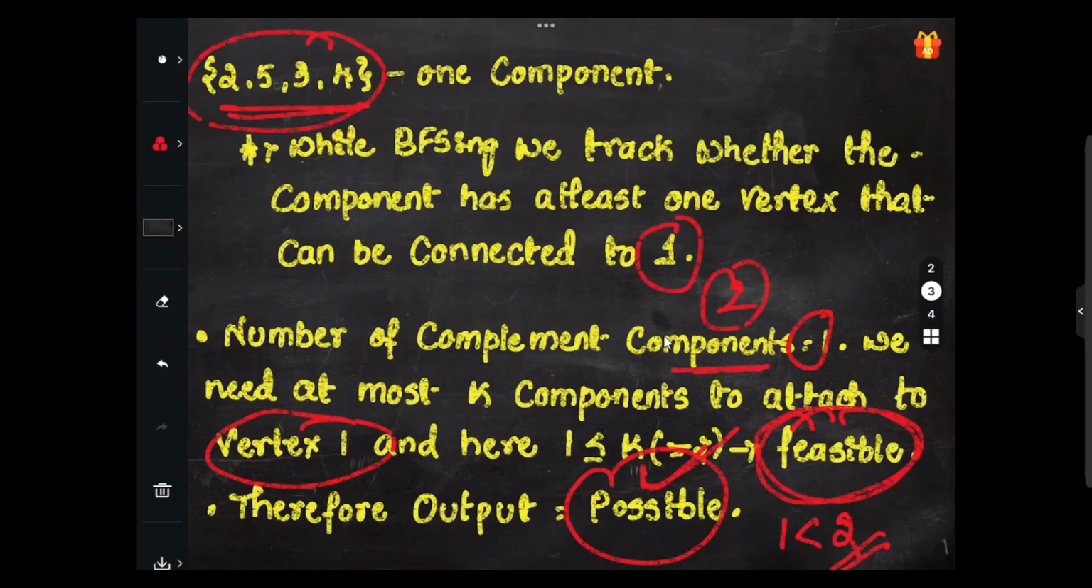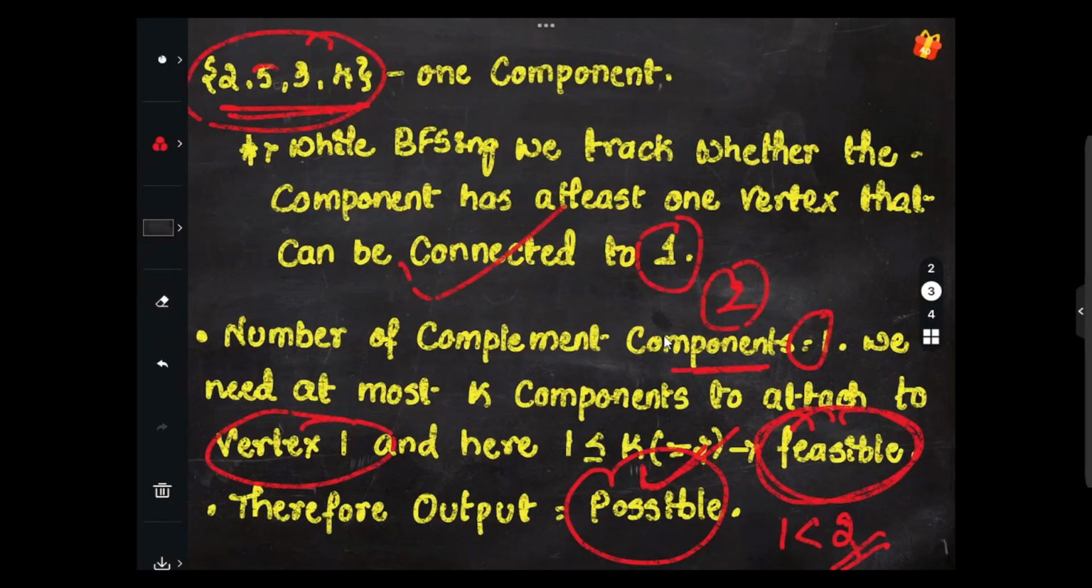Therefore, we have seen this one, BFS, right? So the 2 criteria that they have given in the question I have explained here. This is the second one. Previously I have explained the first one as well, right? So this one, 2 5 3 4, what I have marked here, is fine. So now the final point is the number of complement components is 1, right? We need at most k components to attach to vertex 1, and here 1 is less than or equal to k, meaning 1 is less than or equal to 2 accordingly with the input that we have considered.